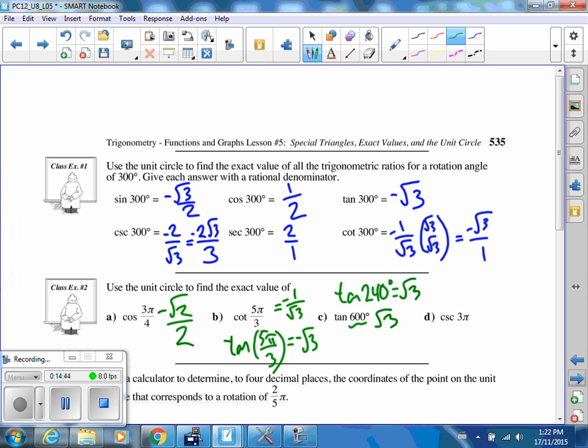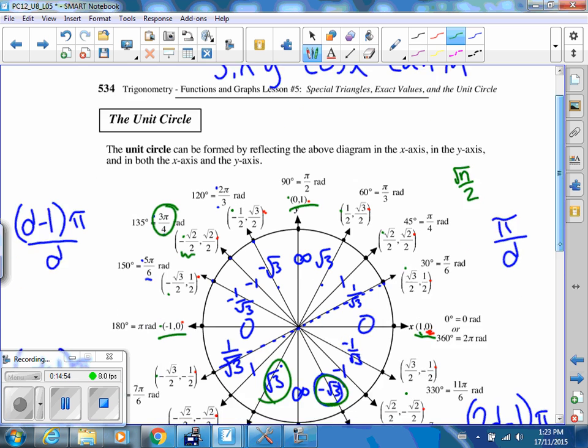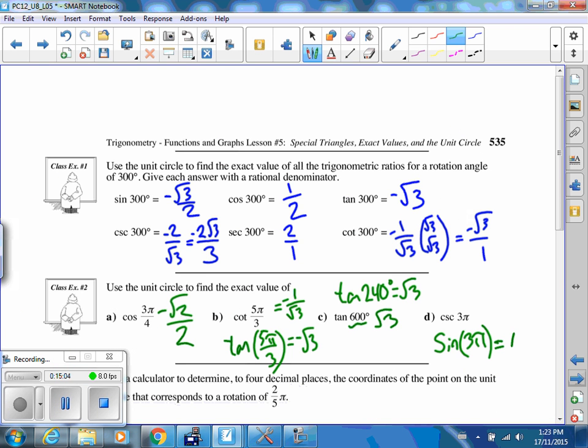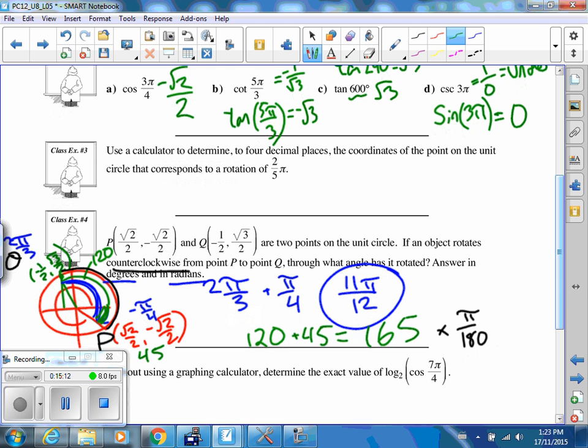Cosecant of 3 pi. Again, I go, that's really silly. What I actually want to know is sine of 3 pi, and then I will flip it. Always flip the output, not your input. So going around, 1 pi, 2 pi, 3 pi, and so the sine is the y value, so that's 0. So 1 over 0, but that's undefined. So cosecant of 3 pi, undefined.